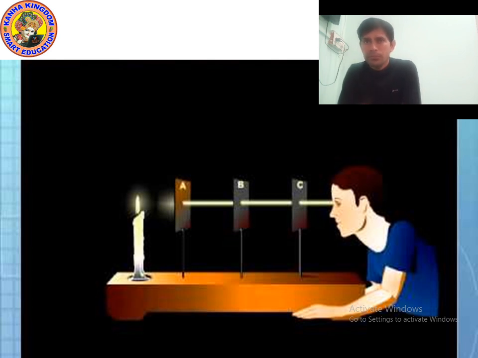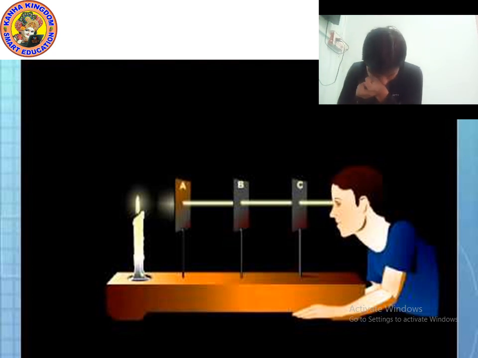Okay, and you will make a circular hole in all three cardboards A, B, C, which should be of equal radius, equal diameter. Okay, you can use a coin to make the hole in the cardboard. Yes, it is the best idea.